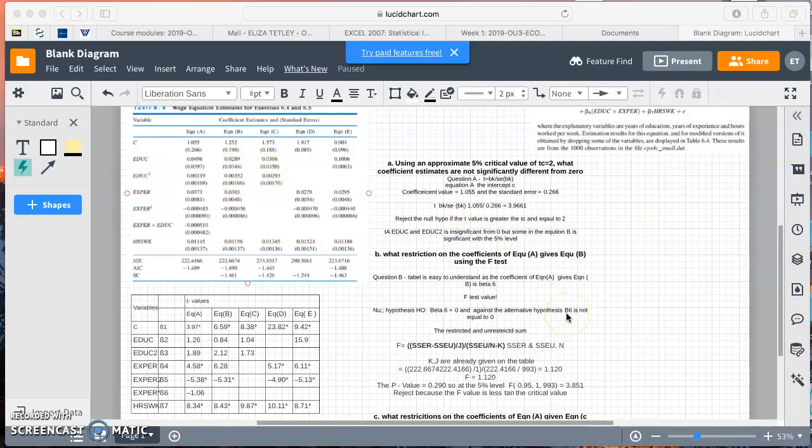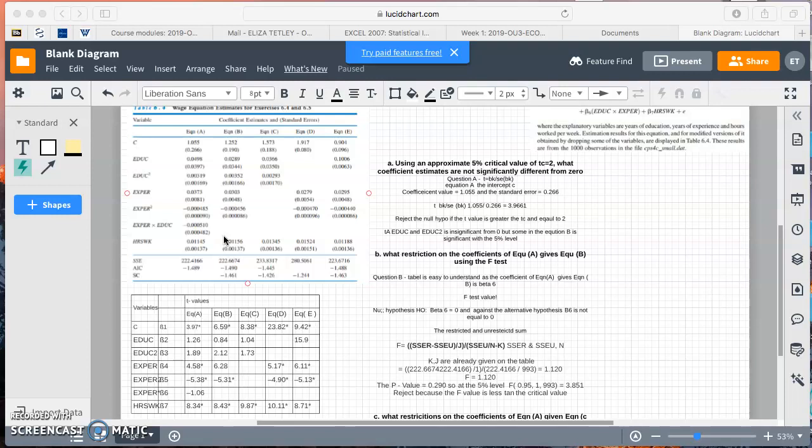So moving on to question B, restriction of the coefficient of equation A gives equation B using the F test. So the table is really easy to understand. The restriction of coefficient of equation A that gives equation B is beta 6 equals 0. So that's seen just there, and then we've got them there as well. But here we're focusing on the F test value, the null hypothesis, beta 6 equals 0 against the alternative hypothesis, beta 6 is not equal to 0.